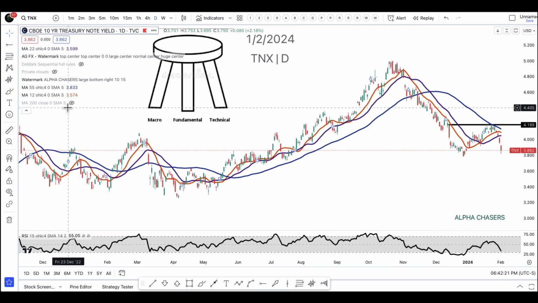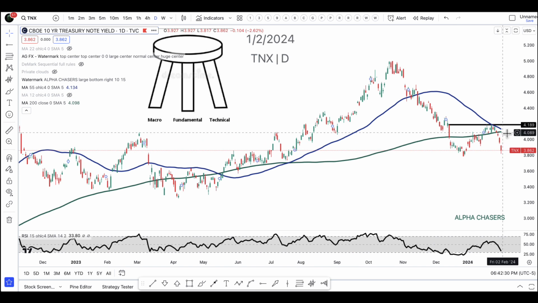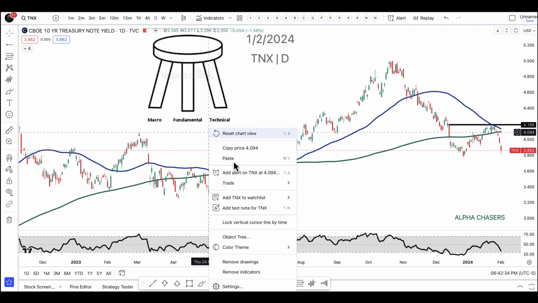And then if you just put the 200 in, what do you see? We see what we refer to as a death cross. And we'll just go right here, clean that up, and we'll clean off the 22. And you're getting a death cross, which tells you what? Yield is dropping.